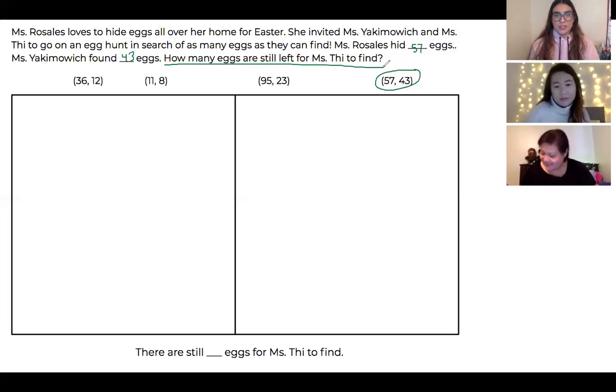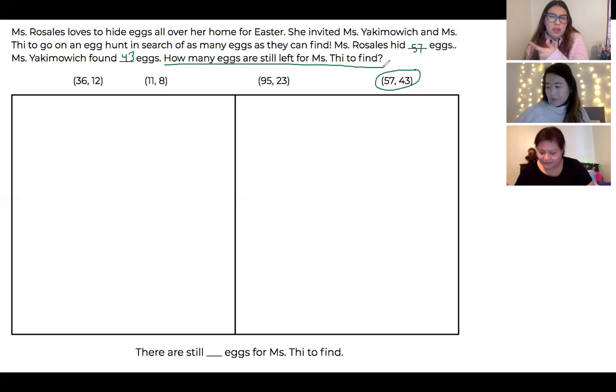Mm-hmm. So that really helps us visualize what is happening in the story. So we know Miss Rosales has 57 eggs that she hid everywhere around her house. Miss Yukimowicz already found 43 of those 57. And we're trying to find out how many eggs are still left for Miss T to find. So right now, friends at home, you can pause the video to work on this problem using an efficient strategy. That means being a strategy that's correct, and that might be quick, because these are kind of large numbers.